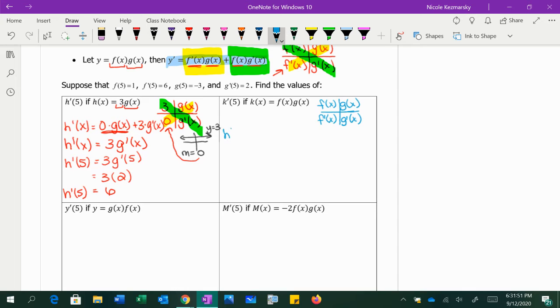And to find k prime of x, I'll start in the lower left. I'll do f prime of x times g of x plus f of x, upper left, times g prime of x. Then to find k prime of 5, I'm going to do f prime of 5, g of 5, plus f of 5, g prime of 5.